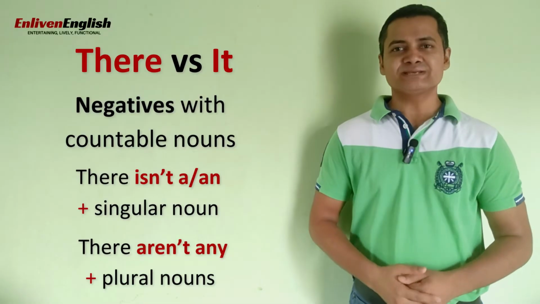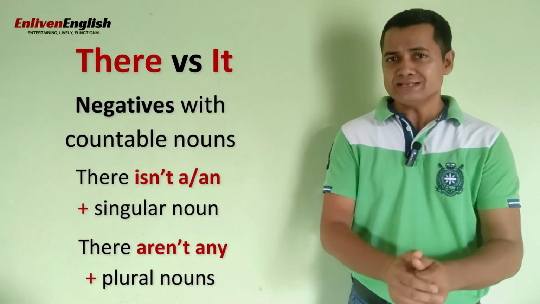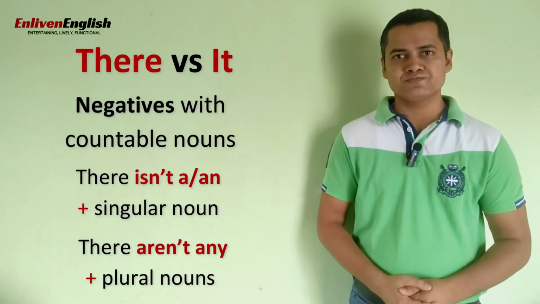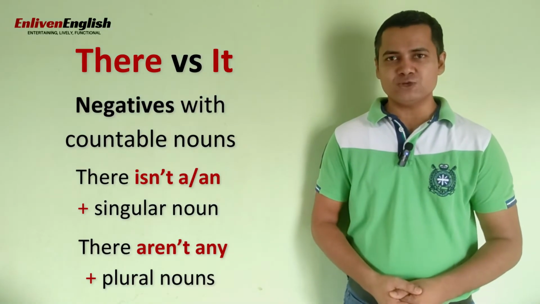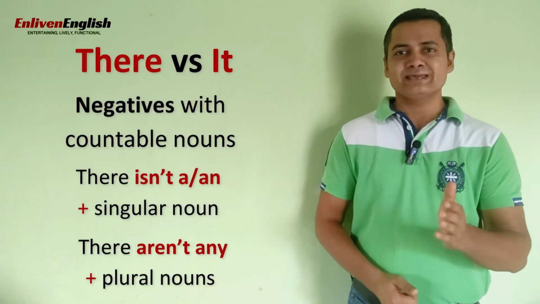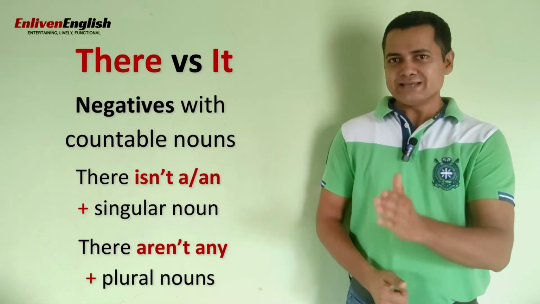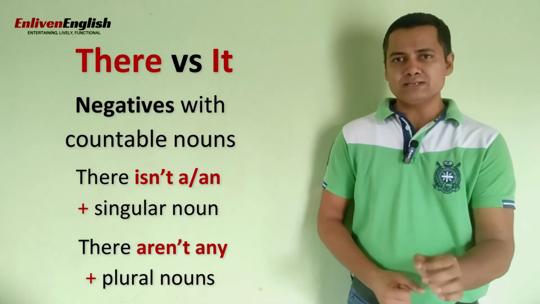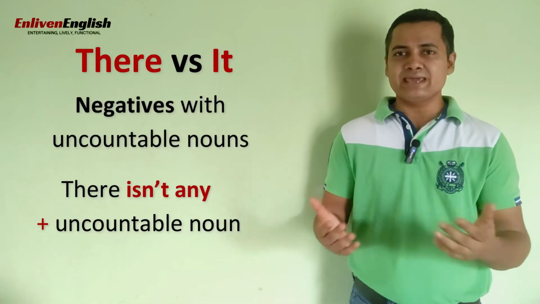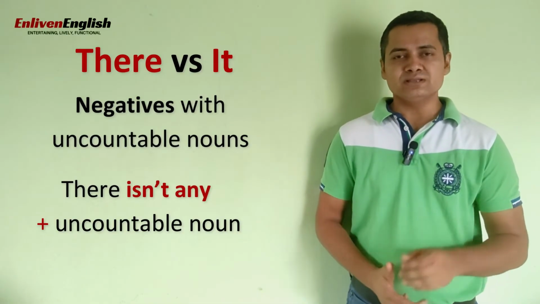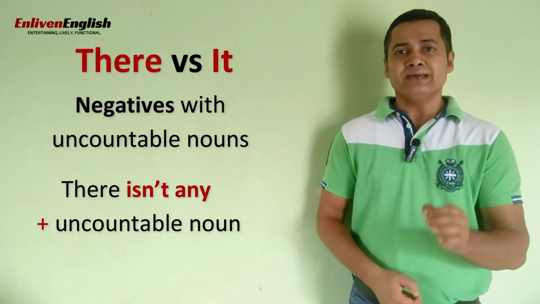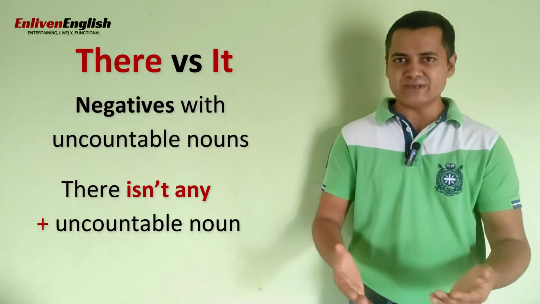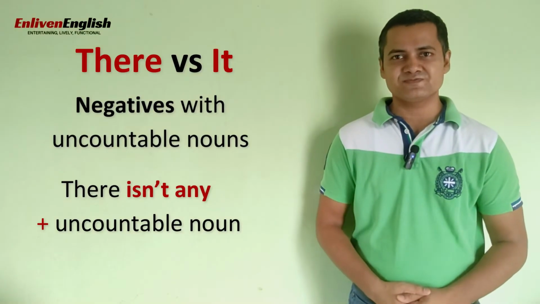To frame negative sentences with there are three sentence patterns that we need to follow. First, with countable nouns. The first sentence pattern that we need to learn is there isn't a or an plus singular noun, and there aren't any plus plural nouns. In case of uncountable noun, the sentence pattern is there isn't any plus uncountable noun. Let's see some examples to understand this.